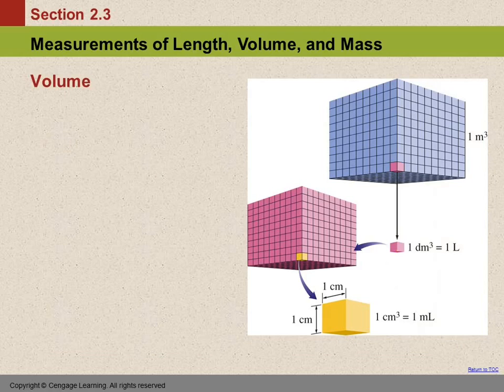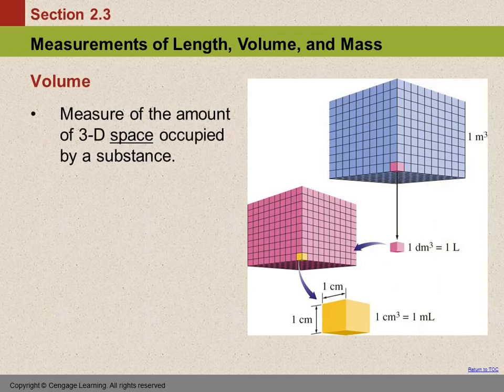Volume is related to length because you can take a cube and measure the length of each side and calculate the volume that way. Volume is a measure of three-dimensional space occupied by a substance. The SI unit is the cubic meter. A cubic meter is really big. A meter is about from my nose to my finger. And so, that big. It's really big. We don't deal with any volumes that large in chemistry lab.